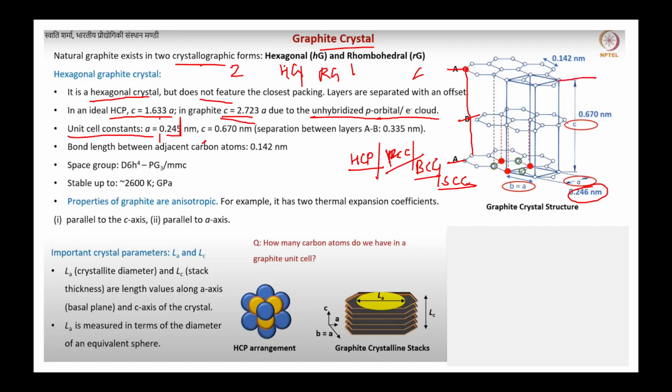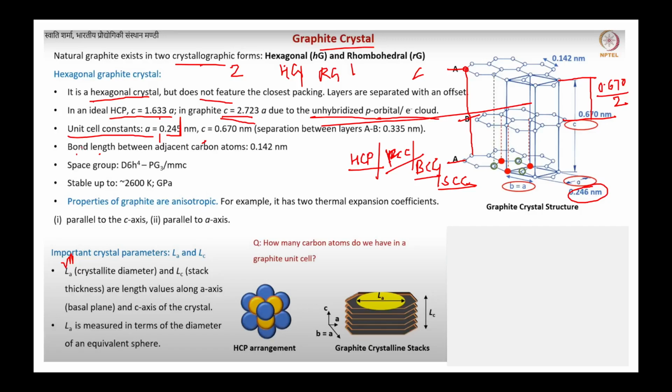Here it is one layer and here it is two layer. If you measure from here to here, it will be 0.670 by 2, so 0.335. Now the bond length between the adjacent carbon atoms is given as 0.142 nanometer, the space group is given, and stable up to something is given.